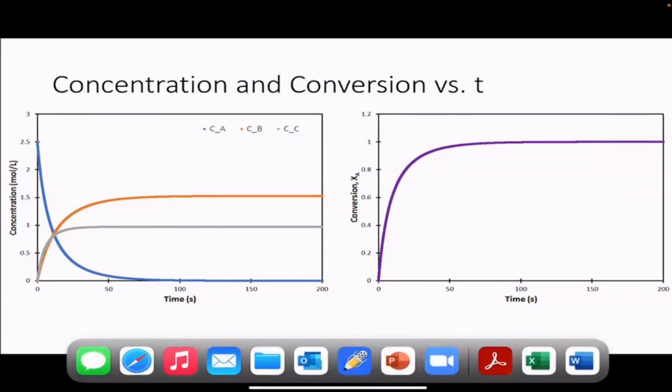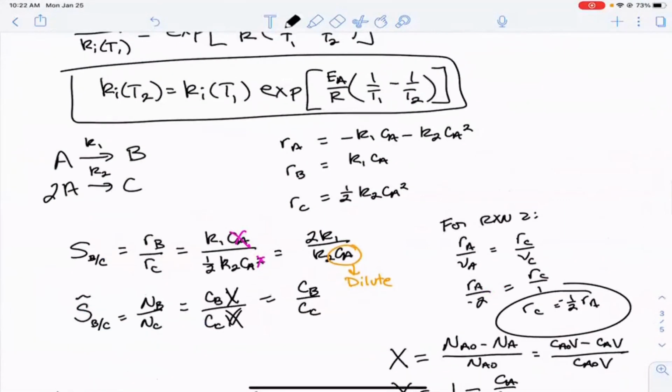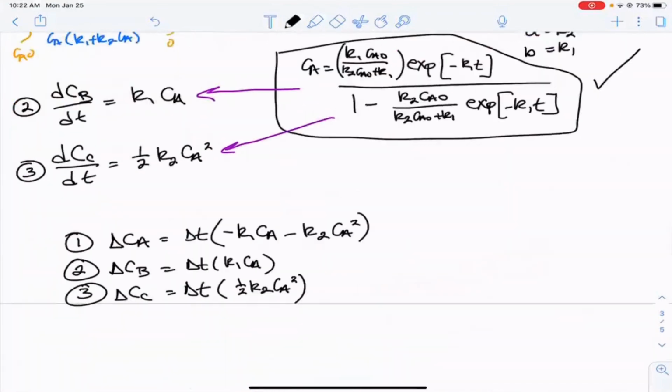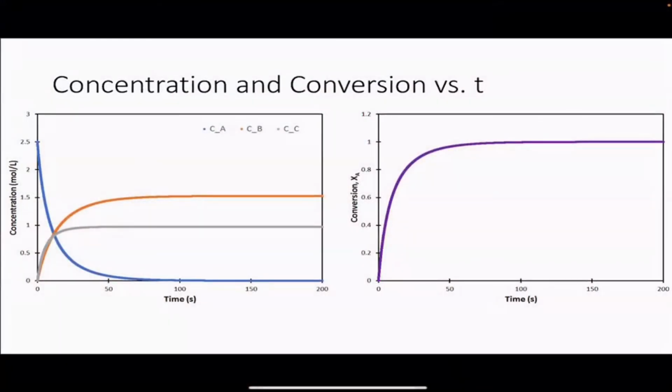Because the selectivity here, or especially the instantaneous selectivity, has the concentration of A in the denominator. So if we have high concentration, we would expect there to be more C than B, at least instantaneously. And that's exactly what we see in the plots here.